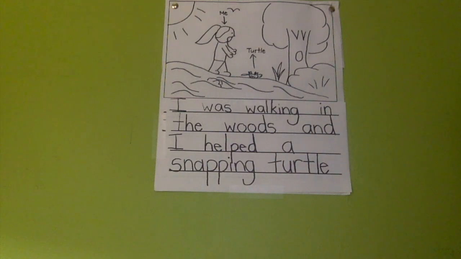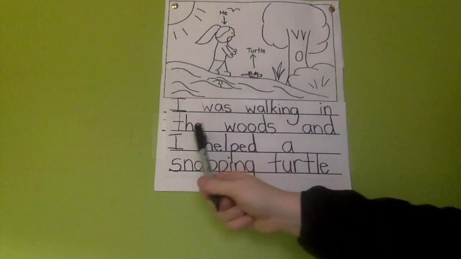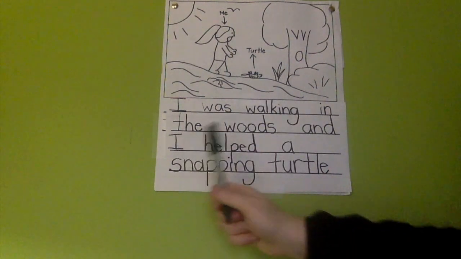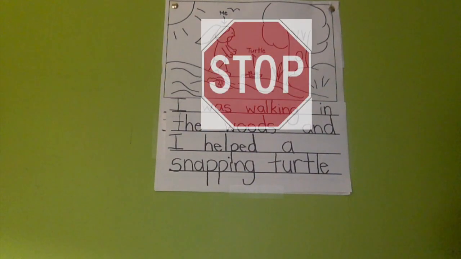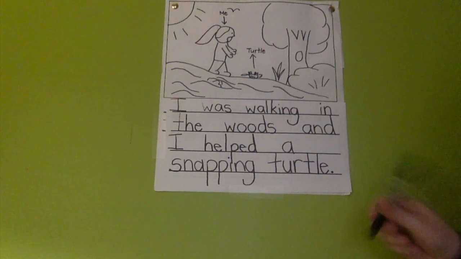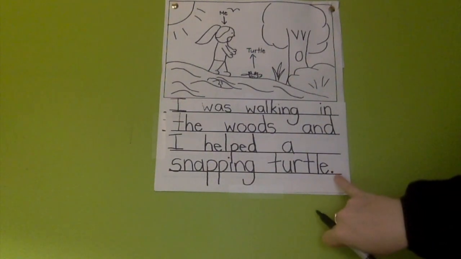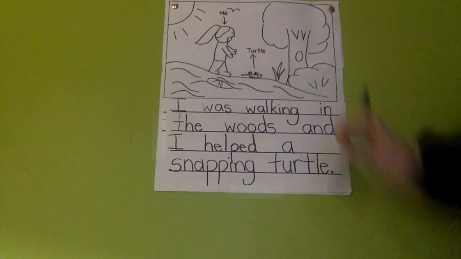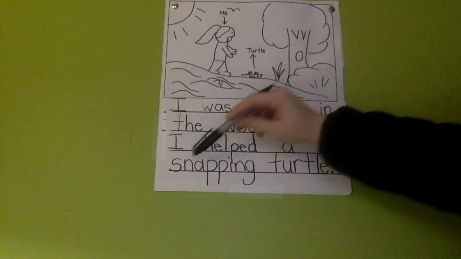Now I'm going to go back and read what I have so far. I was walking in the woods and I helped a snapping turtle. Now, I think I'm done my sentence, so I need to add a stopping point. Right now, whisper to me, what is this stopping point called? Hopefully you said it. We call this stopping point a period. It means that we're done our sentence or our thought. I was walking in the woods and I helped a snapping turtle.